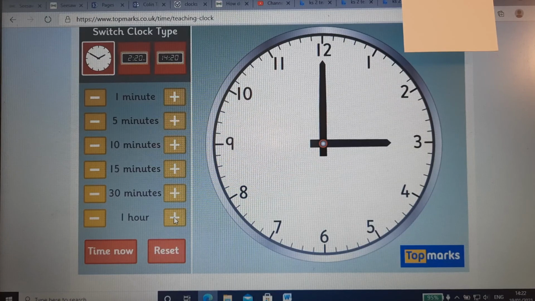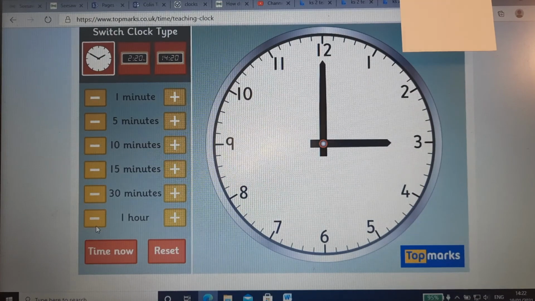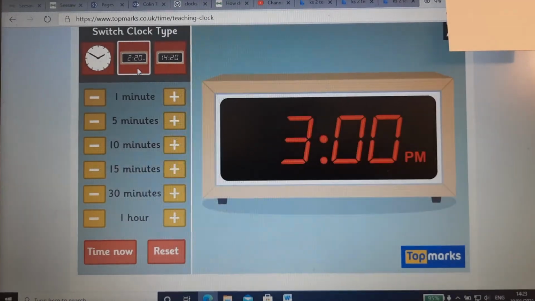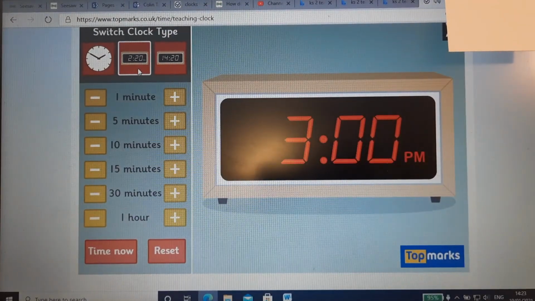Would it be 3.00 PM or 3.00 AM? Which one would it be? Have a think, write down what you think your answer is, and then we'll have a look. So if I was looking at this being 3 o'clock in the afternoon, then what we'd be looking at is using PM, and the digital time would look like this, 3 PM.